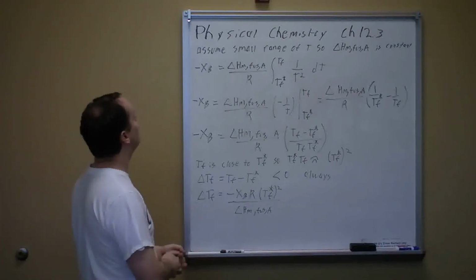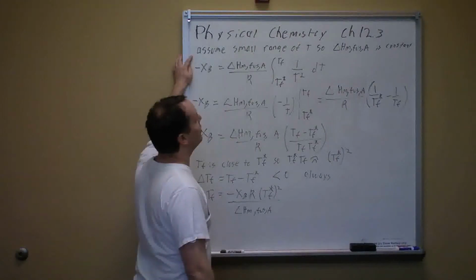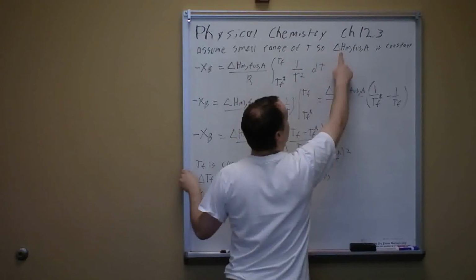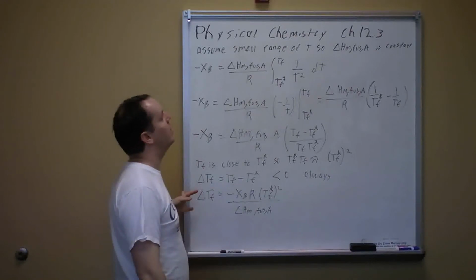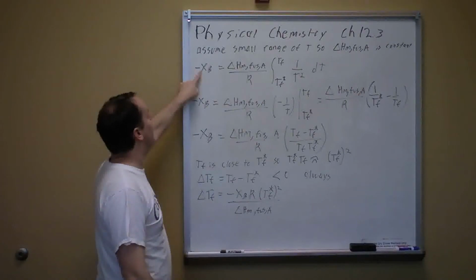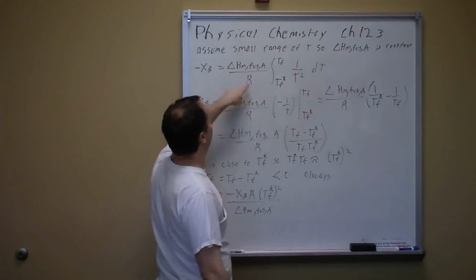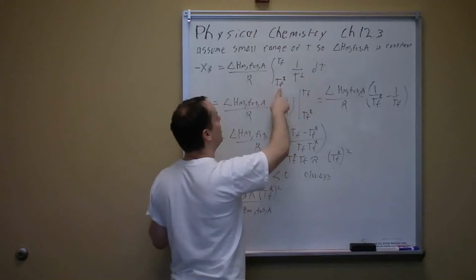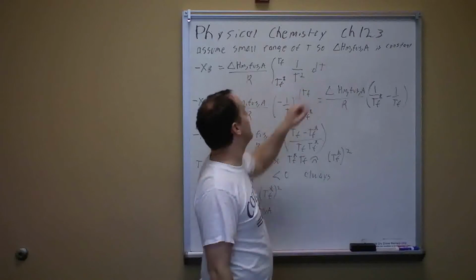Continuing in physical chemistry, chapter 12, we're in section 3 still. So we're going to assume that we're in a small range of temperature for our freezing point depression. So we're going to assume that the change in molar enthalpy of fusion for substance A is constant. So we can pull the constants out of the integral. That gives us minus the mole fraction of B is equal to the change in molar enthalpy of fusion of A divided by R times the integral from the unmixed freezing point temperature to the final freezing point temperature of 1 over T squared dT.